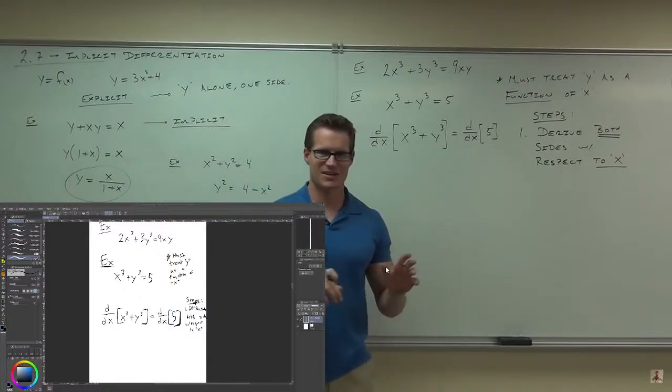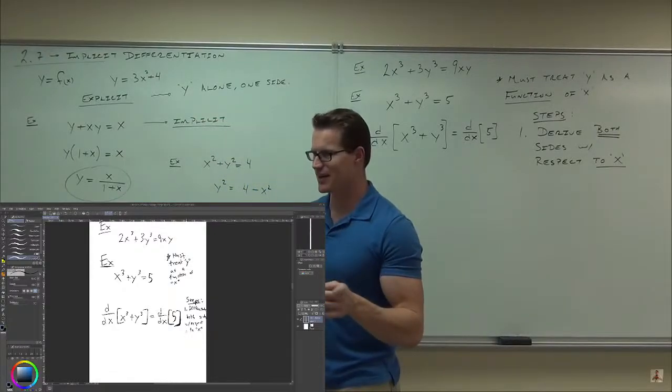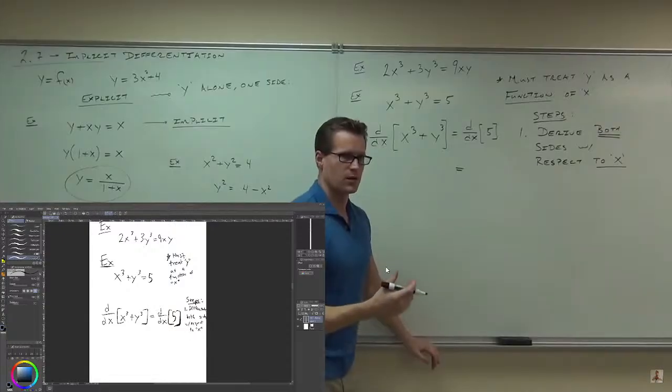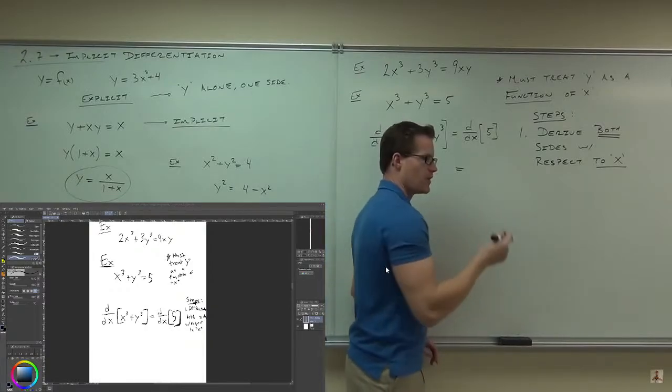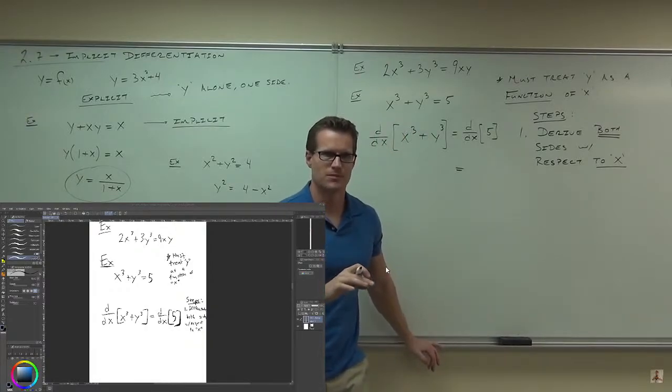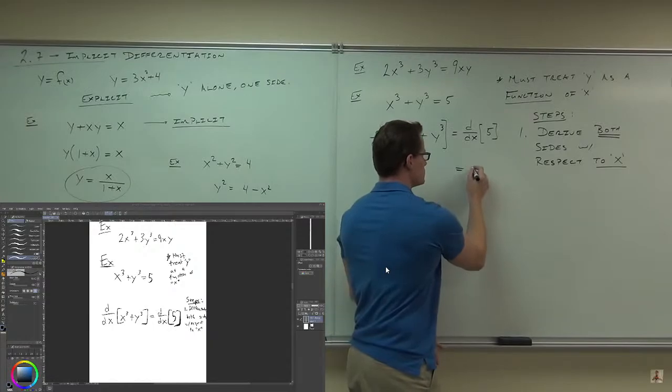I'll start you off with the easy side. The easy side is the 5 side. Let's start with the 5 side. Can you tell me what's the derivative of 5, which is a constant? 0. Very good. If you leave it at 5, that would really affect your problem. That would be a problem. 0.